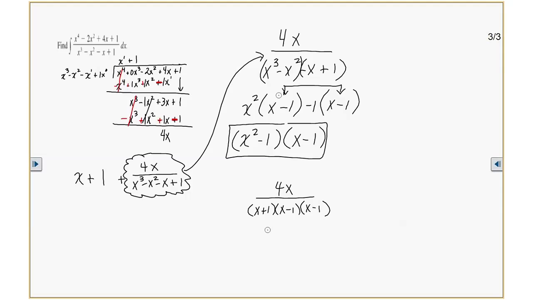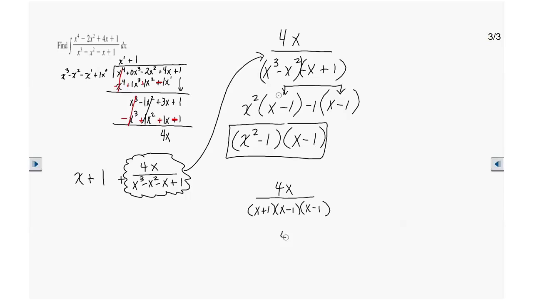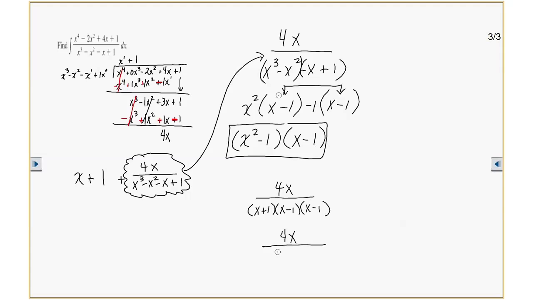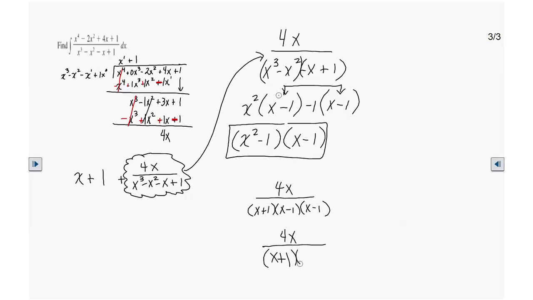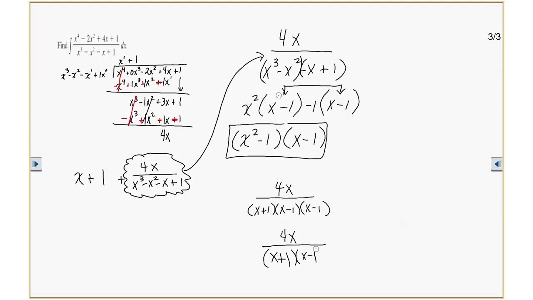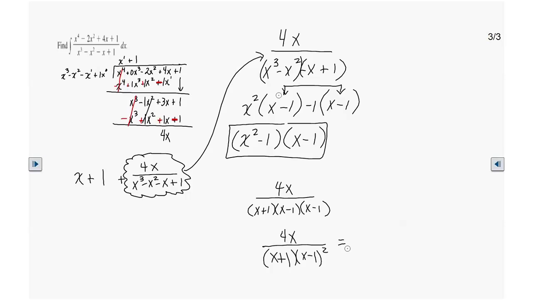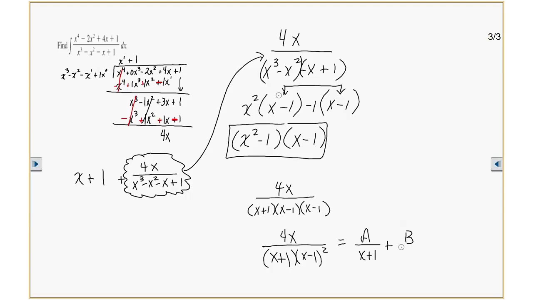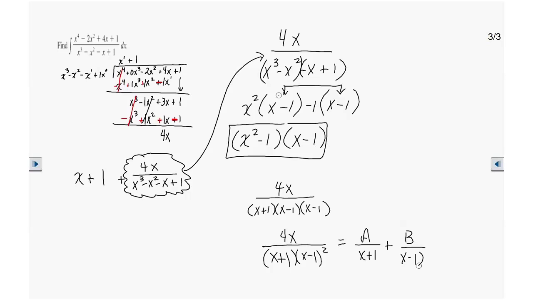Uh-oh, we got repeating. 4x over x plus 1 times x minus 1 what? Now we got a repeater, so that means we've got to do a over x plus 1 plus b over x minus 1 to the first power plus c over x minus 1 to the what? Second power.